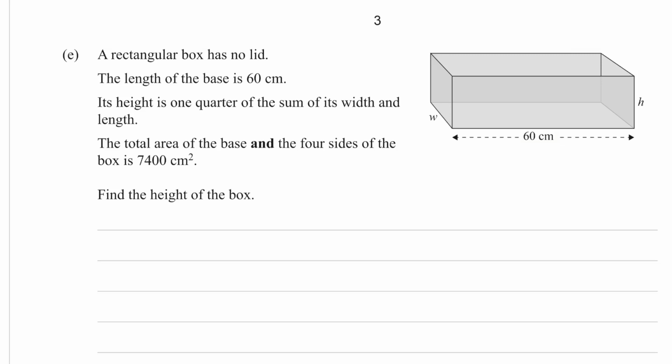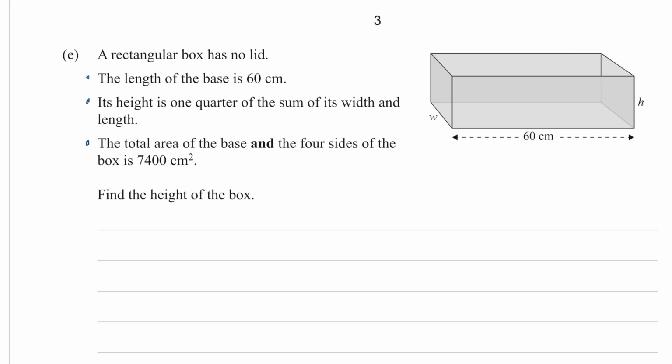We have a rectangular box, right, a cuboid, but it has no lid. No lid, right? So it's not a present for you, sadly. The length of its base is 60 centimeters. Its height is a quarter of the sum of its width and length. Okay, so we're given a bit of information here, and then the total area, so the base and the four sides, note it excludes the top because there's no lid. That area is 7,400 centimeters squared. And our task is to find the height.